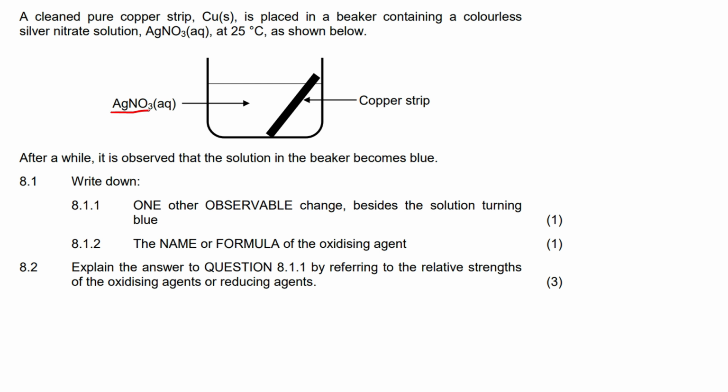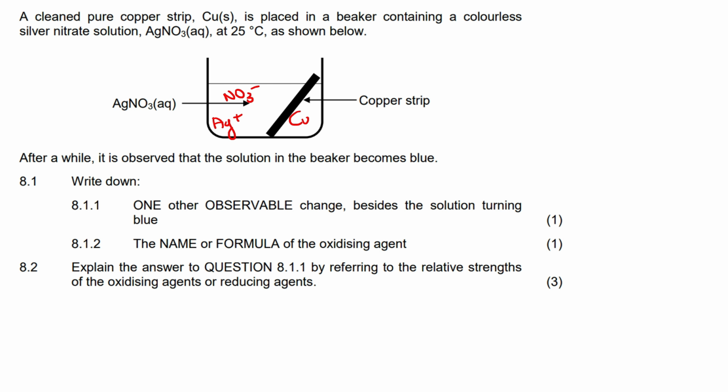We know that AgNO3 is actually broken up as Ag+ and NO3-. I know this is feeling pretty awkward right now. Trust me, it does break up into those ions over there. It's very soluble. And then the copper strip is pure copper.